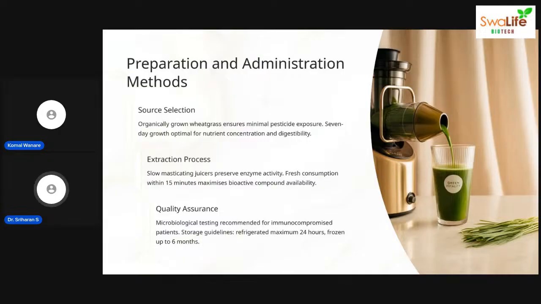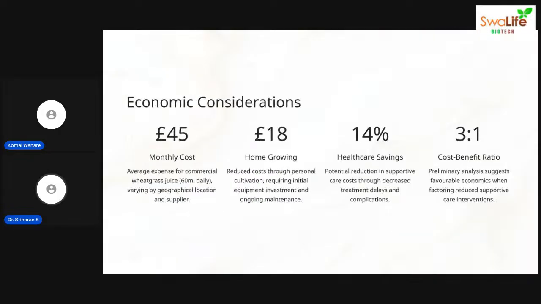And quality assurance. As I said before, microbial testing is needed, because microbial contamination can take place and it will affect immunocompromised patients. Storage guidelines should also be given to the patient. It should be refrigerated for a maximum of 24 hours. Beyond 24 hours it is not advisable and should be avoided. So this is the preparation and administration of wheatgrass.